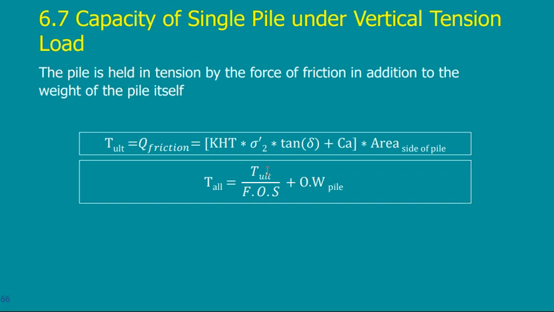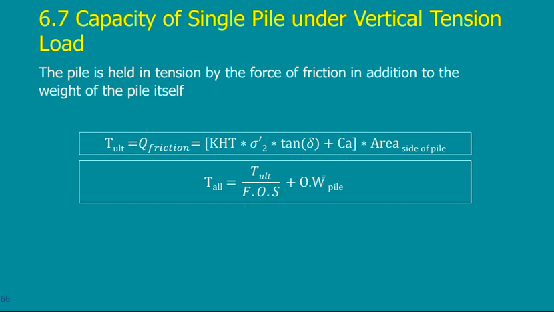If you are using the dynamic equation, then you will get directly the allowable, not the ultimate. Here I'm saying that the ultimate is divided by the factor of safety. This is the general rule. But if you are using the dynamic formula, you will get directly the allowable, but just ignore the other portion, we don't need it.